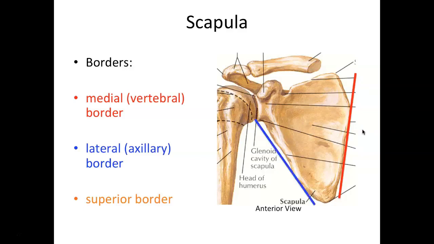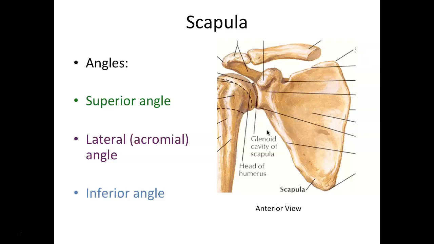The other border we have is the lateral or axillary border, and of course this is on our lateral side, but it's also heading toward the armpit. This bone over here is the humerus, which is the bone found in the arm. So again, headed to the armpit region, which would be right here, the axilla. And lastly, we have the superior border, which would be the superior-most border. Next, we have our 3 angles.